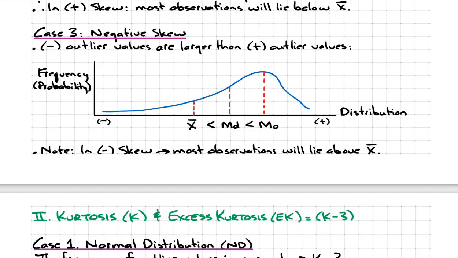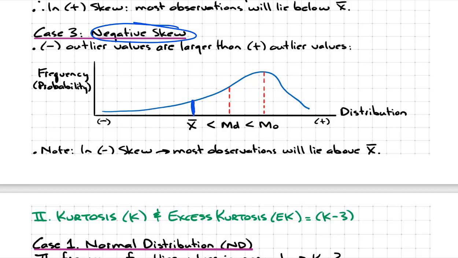So then, once we've positioned all these measures of central tendency, you can draw your conclusion that in a negative skew, the mean will be less than the median, which in turn will be less than the mode. Now note, in a negative skew, again, you have to be a little careful here.